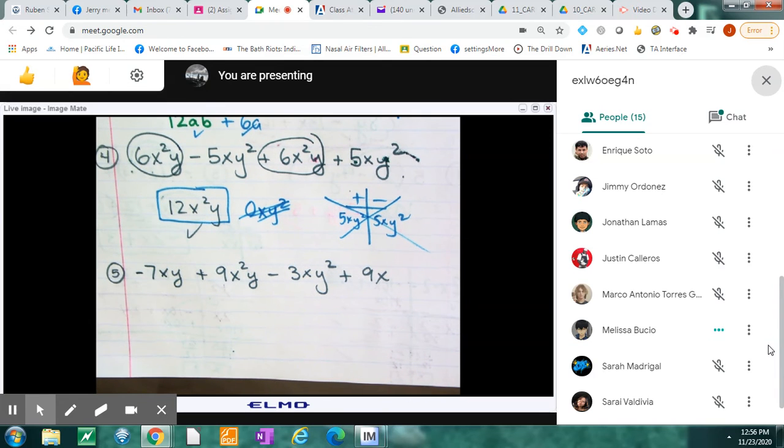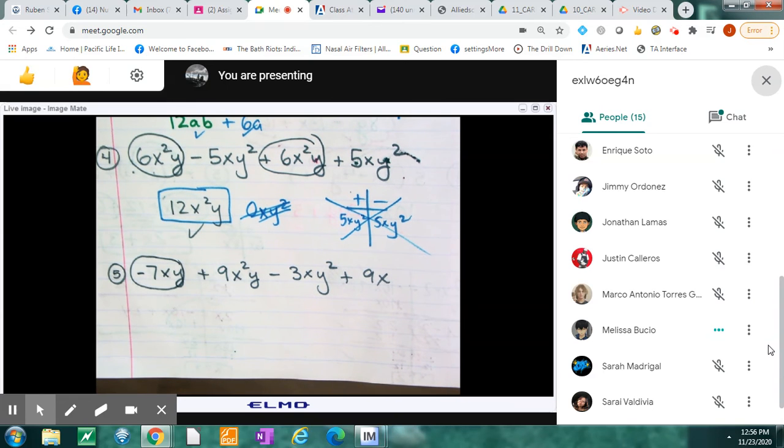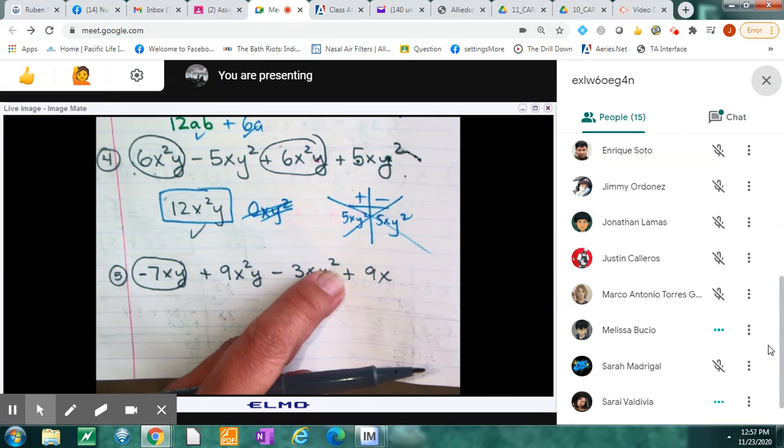The negative 7xy. What am I going to combine this with? Well, wait. First, there's no multiplication, right? We have to make sure there's no negative negatives. So we're good. No parentheses, because we always got to do that first. So here we go. Negative 7xy. Sarai, what am I going to combine it with? Which one? Right. Very good. She said I was going to combine it with the xy squared, but that has a squared.